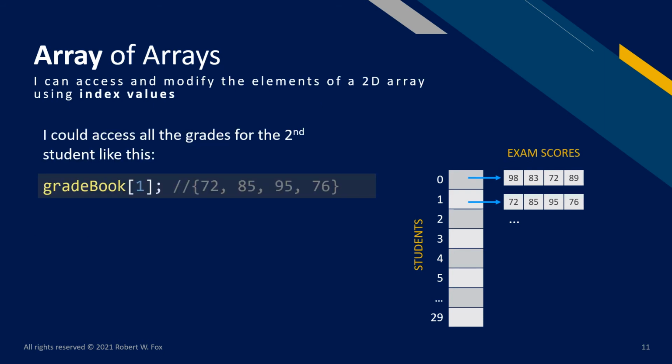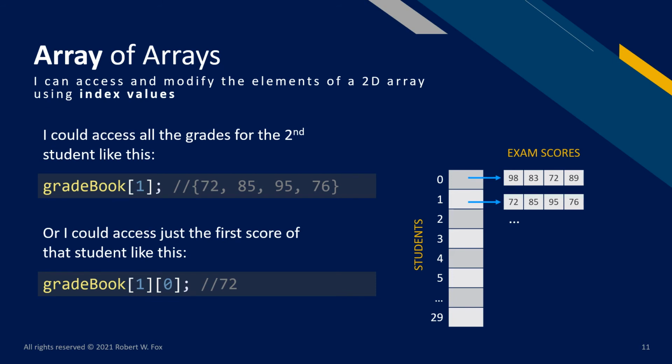Let's look at this from a slightly different angle. Let's say I wanted to access all of the grades for the second student. Well, I could do that like this. I could say, give me gradebook[1]. And notice I've only put one dimension there. By saying gradebook[1], I'm saying I want to talk about the entire array that is stored at index 1. Now, if I wanted to get more specific, I could do something like this, where I would say, go to gradebook at row 1, look at the whole thing, but I only want to access element 0 of that array, or the 72.